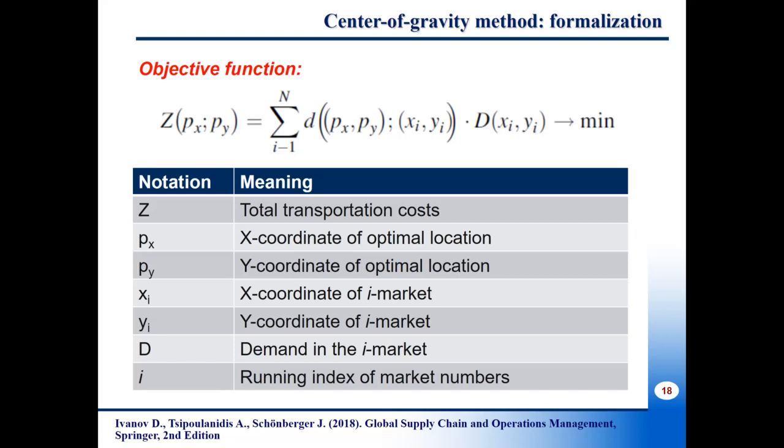small d that is a distance between the central warehouse, that is px and py, that's the coordinate for central warehouse, and a particular market location xi and yi. Then multiply by the demand at a particular market d, that is xi and yi. Right? The running index of markets number i started from 1, and therefore n is equal to the total number of markets minus 1. Okay?